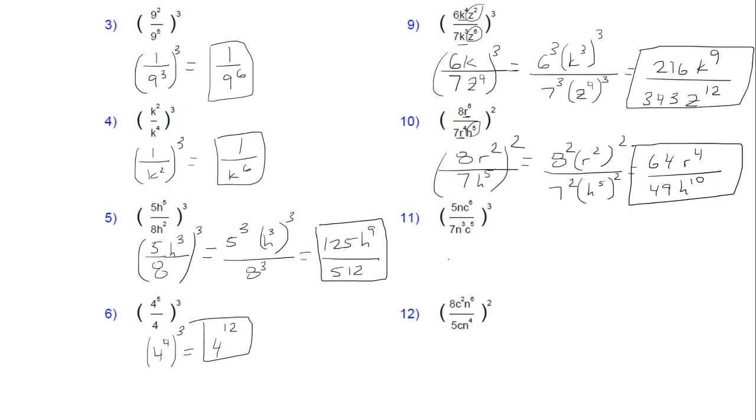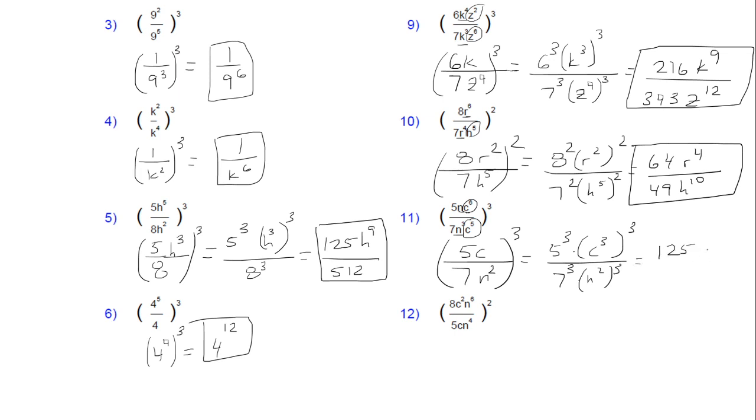For 11, the 5 over 7 will not be simplified, so we'll leave them as it is. N over n cubed is n squared in the denominator. C to the 6th over c to the 5th will be c in the numerator. I'm going to cube everything. So it's 5 cubed times c cubed cubed over 7 cubed times n squared cubed. 5 cubed is 125. C cubed cubed is c to the 9th. 7 cubed is 343. N squared cubed is n to the 6th.